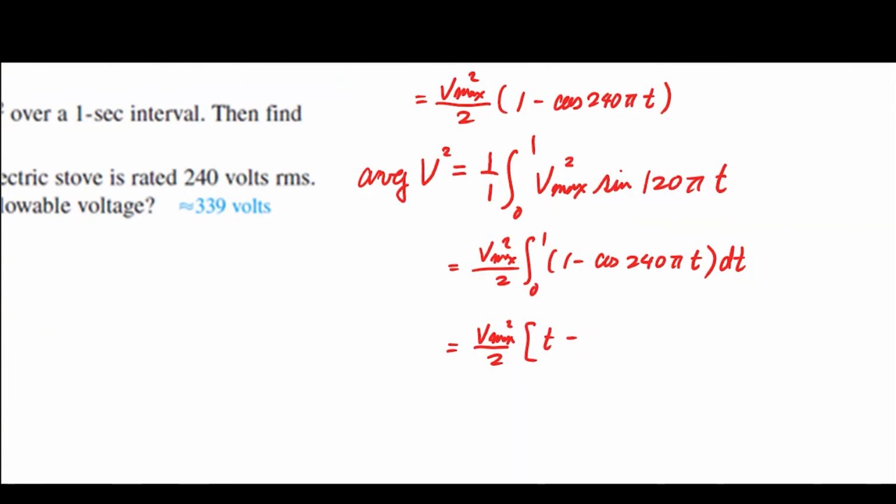So that becomes V max squared over 2, and this becomes t minus sine, and then backward chain rule, right? If I differentiate this, this thing comes to the front, right? So I have to put 1 over 240 pi, from 0 to 1. Good? Okay, 1 here gives you 1. 1 here, that's still 0, isn't it? Sine 240 pi is 0. Everything else is 0, so what we get is V max squared over 2.